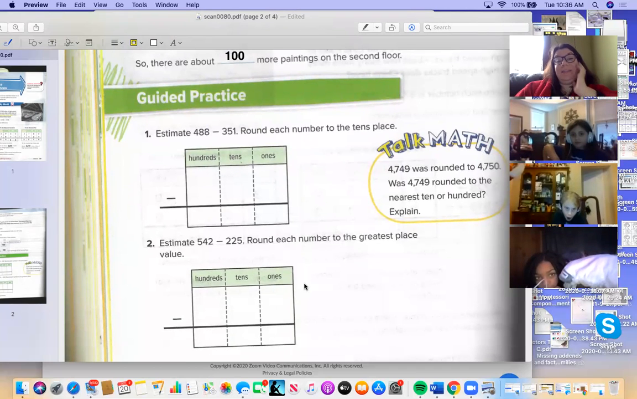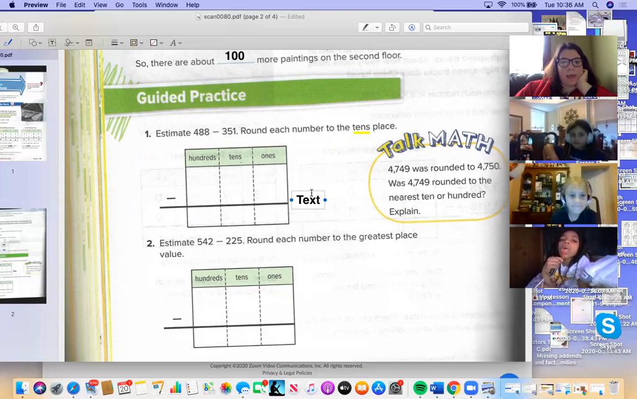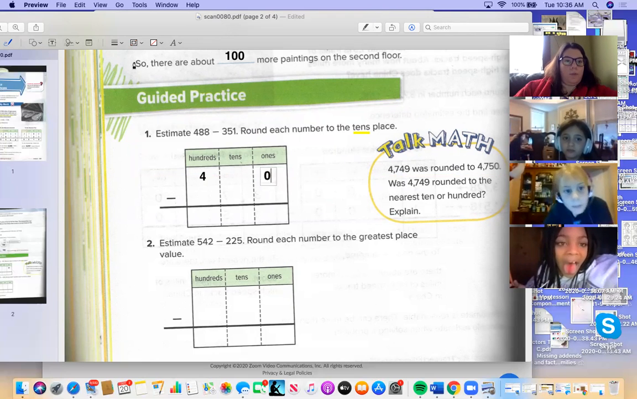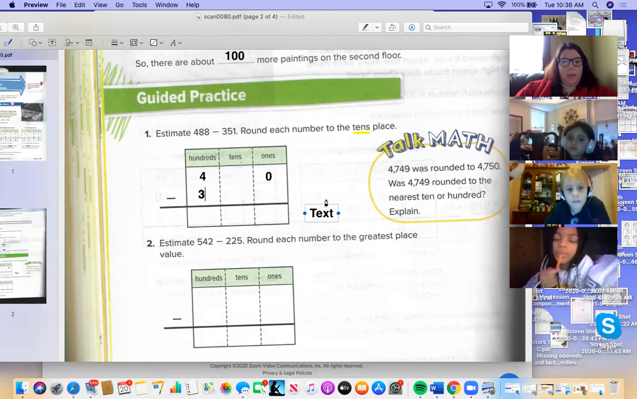All right, it says estimate 488 minus 351. Round each number to the tens place. So here they told us we're rounding to the tens place. So we can do like how that last one did. We know that for 488, we'll have 4 in the hundreds place, and we'll have 0 in the ones place. And for 351, we'll have 3 in the hundreds place and 0 in the ones place.